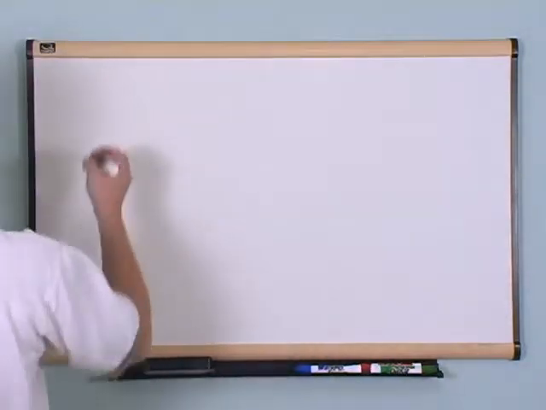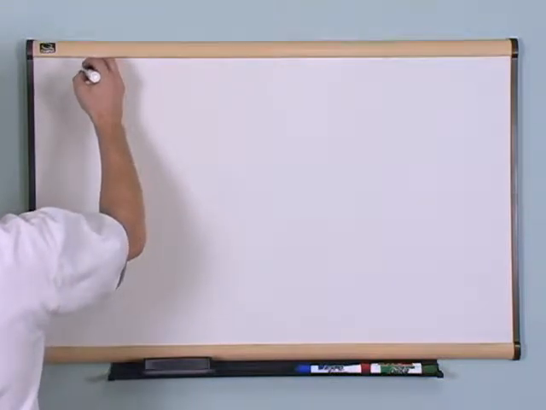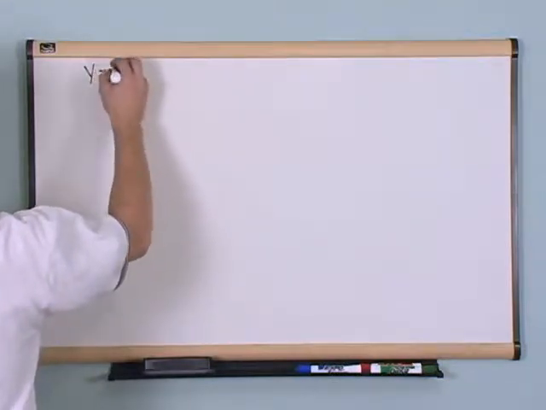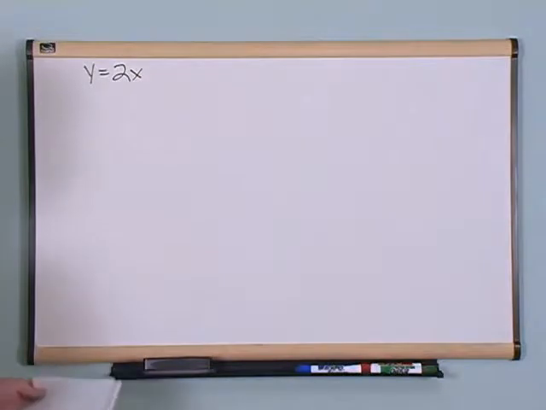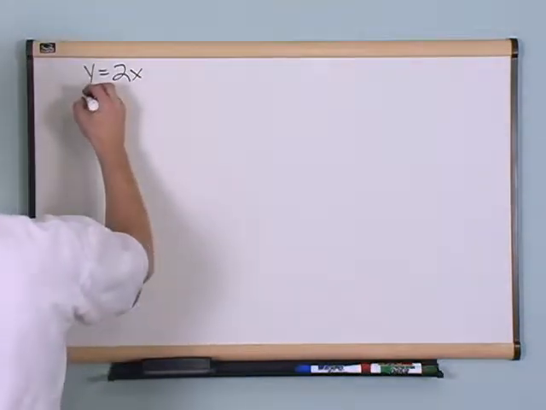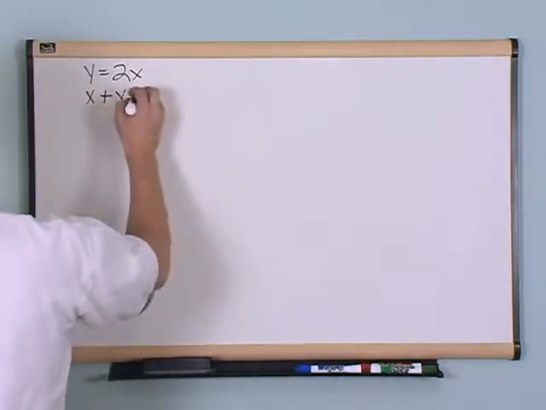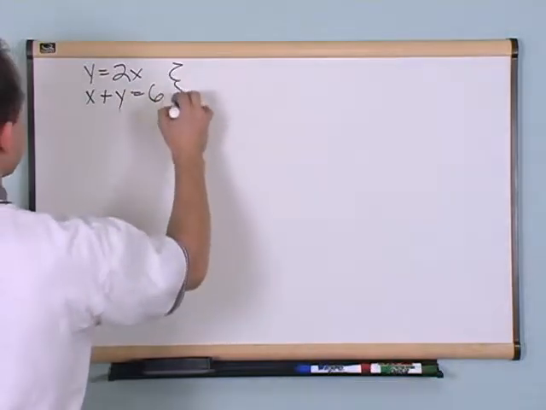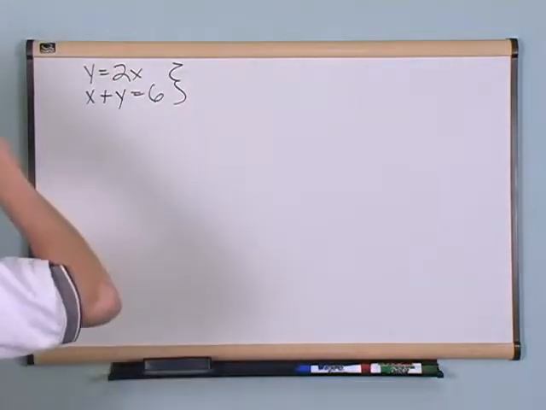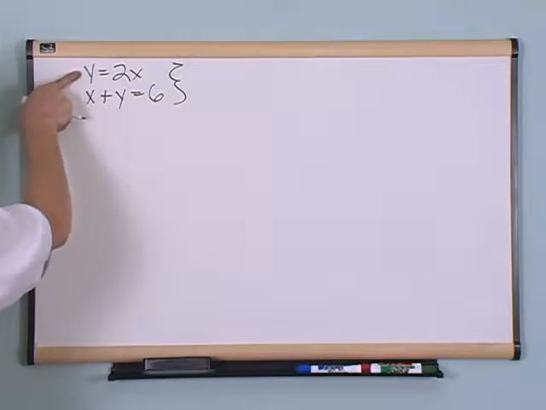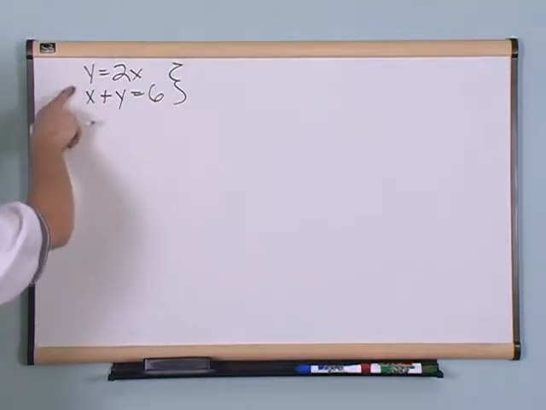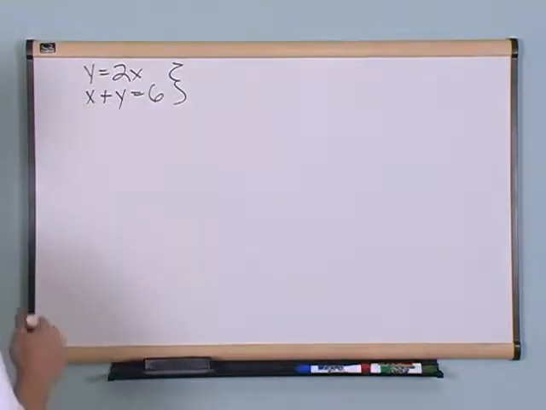Okay? Let's say you have a system of equations like this. y is equal to 2x, and the second line is x plus y is equal to 6, and I want to solve this system of equations. Well, remember these two things: whenever these two lines are satisfied, there's one point that's an intersection of these two lines.